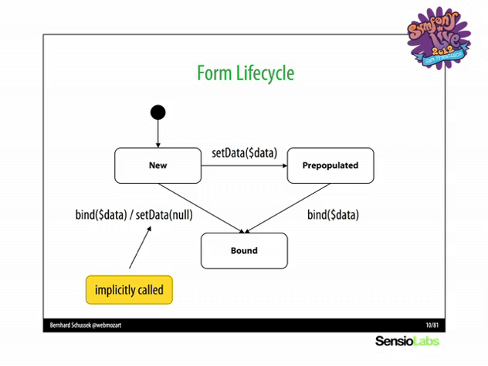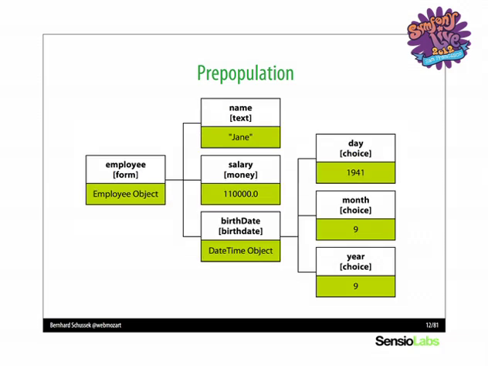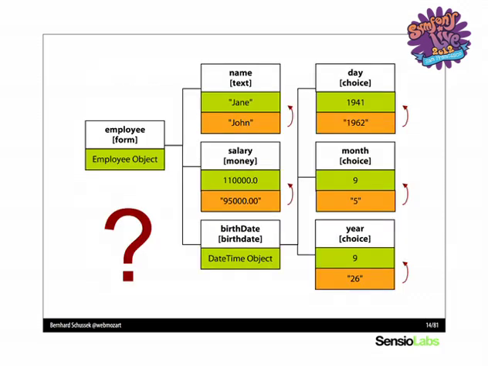Now, when you call setData, when you pre-populate the form, the code for that usually looks something like that. You create a new object, or you retrieve it from the database, and then you set it to the form. The object has some values, and what happens is that the object is written into the form. Then the properties of that object are written into the fields of the form, and so on and so forth, until the full form tree is populated. About the same happens when you submit the form. You can enter some new values here. You press submit. In your controller, you call the bind method. What happens is that the form tree is updated with the submitted values.